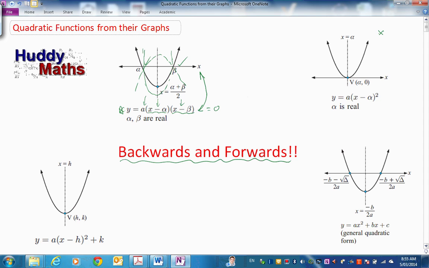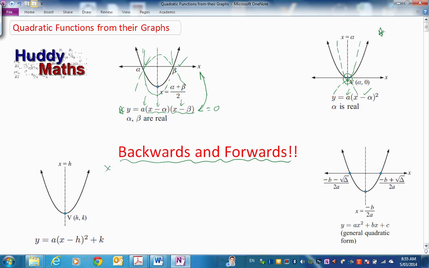What about this one over here? If you have a touching point, that's a repeated zero, isn't it? x take alpha by x take alpha. And don't forget the a, because they could have different steepnesses, or it could even be negative ones coming in and touching there. Keep that in mind.